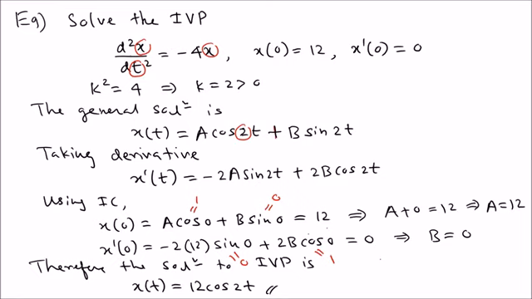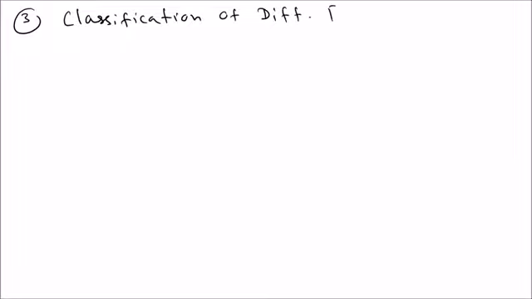Good. So let's go to the next topic. So what's the next topic? What we're going to do is talk about the classification of differential equations. So number 3, the classification of differential equations. So we talk about various types. We first start with what we mean by an ordinary differential equation. We normally call this ODE.